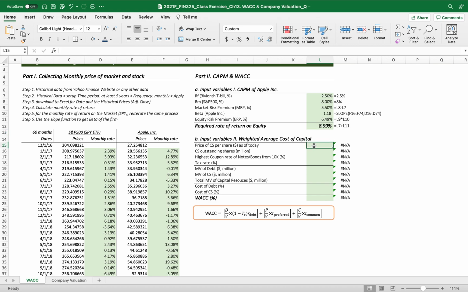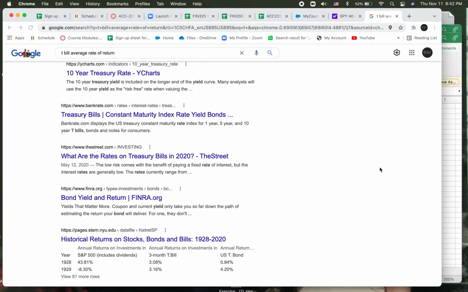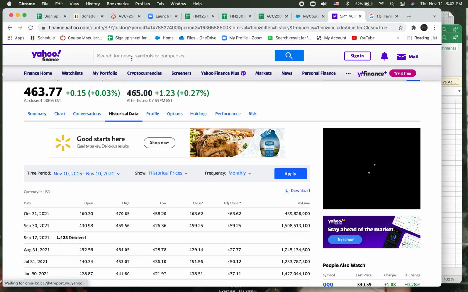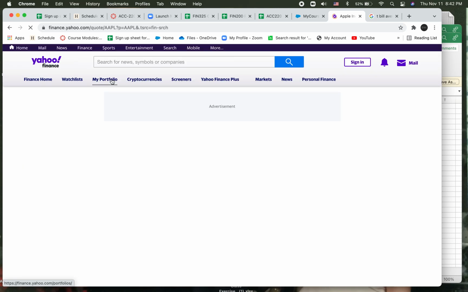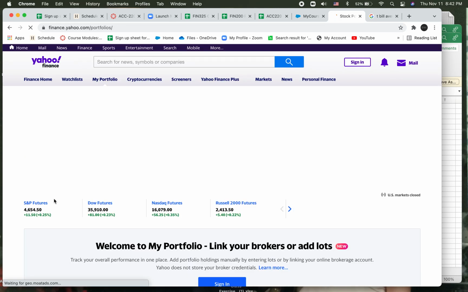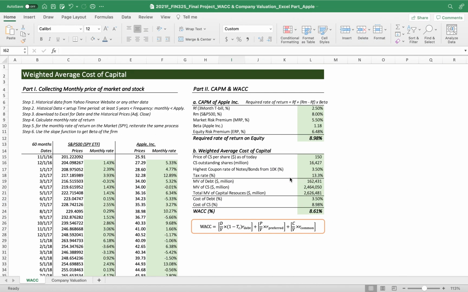So price per share, let's assume 150. Today, how much was the Apple stock price? Okay, 147. So we put 147. And then common stock outstanding shares to calculate total market value of common stock. The common stock outstanding shares, so where do I get it?